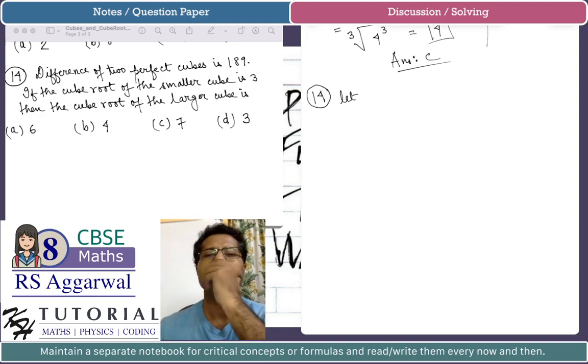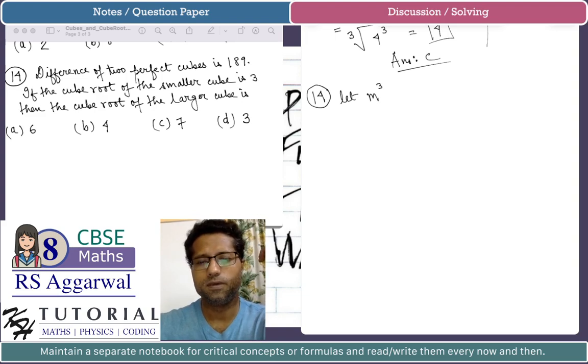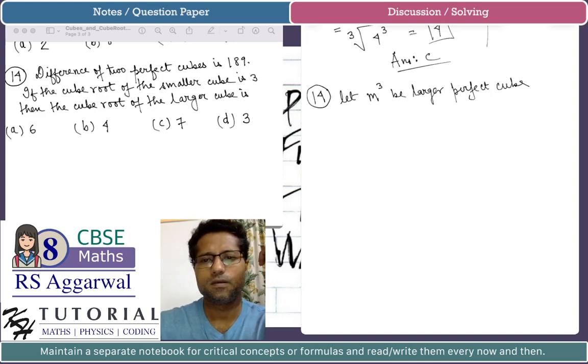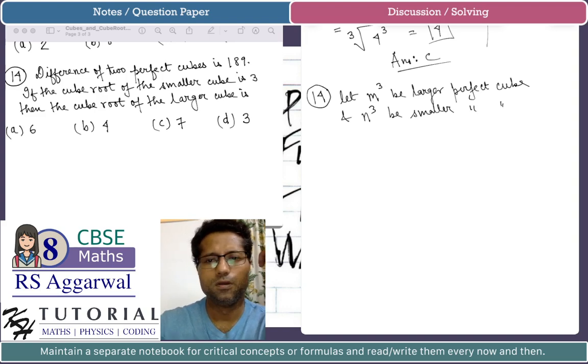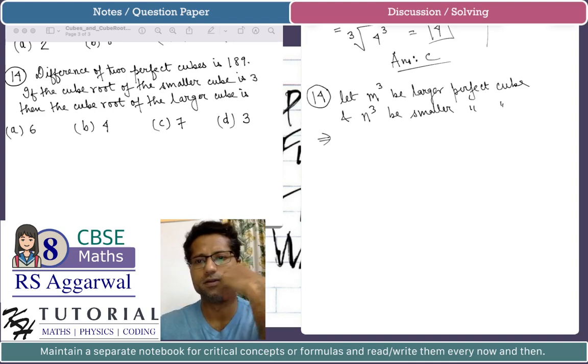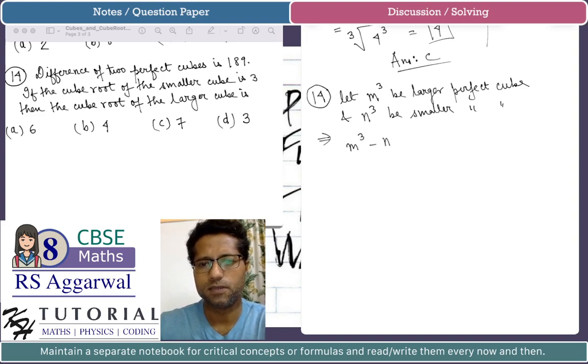So let m cube be the larger perfect cube, and n cube be the smaller perfect cube. So what is given? The difference of two perfect cubes is 189. So definitely, since we are considering m cube to be the larger perfect cube, it is given that m cube minus n cube is equal to 189.